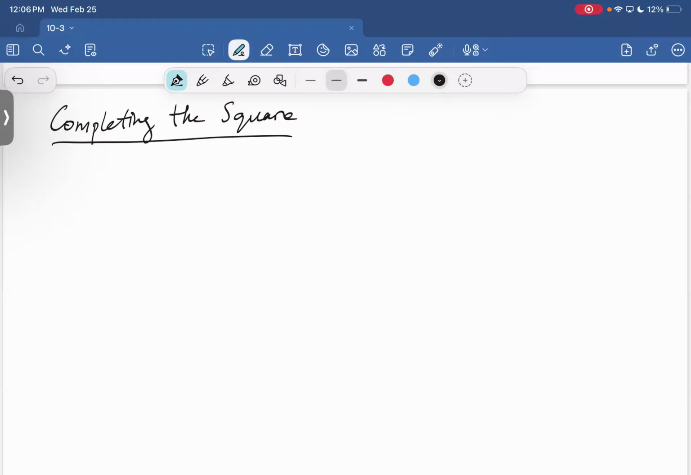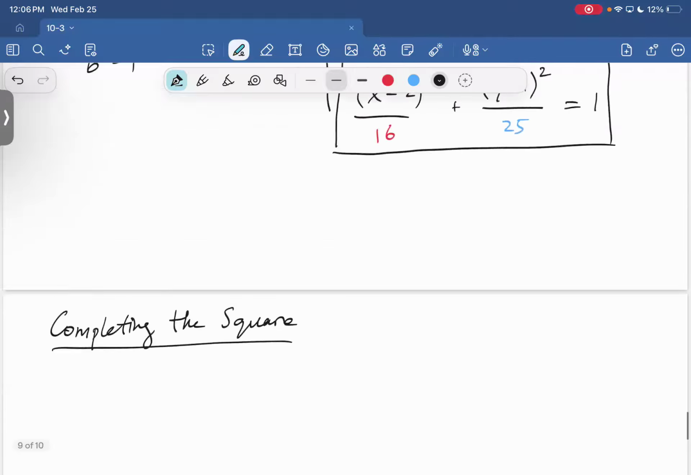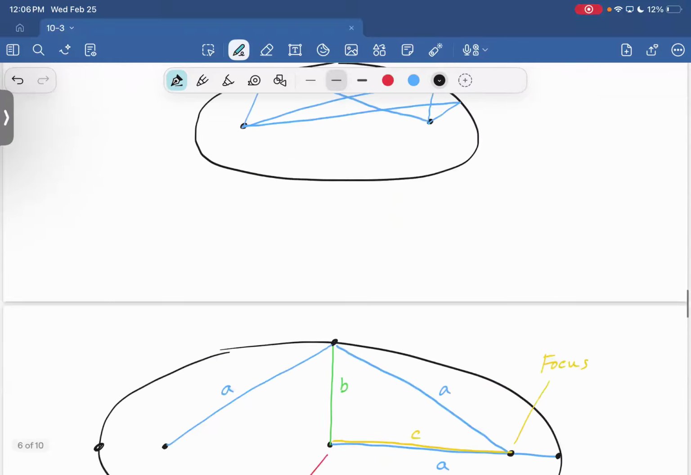Okay, completing the square. So the problem is that for ellipses, you need to complete the square twice because you have 2 perfect squares in the equation, right? So let me do an example and then you guys will be able to do the back page. Let me find the example I used for the previous class.